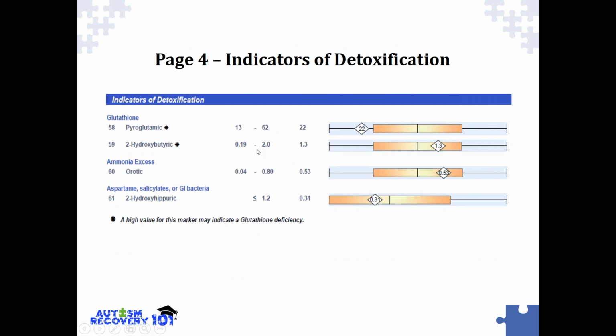The indicators of detox is on page 4, and many of the tests that I see, this is completely normal. What you'll often find, though, when glutathione is deficient, glutathione is a very important antioxidant in the body, and it's necessary to protect our cells against toxins, and many kids on the spectrum tend to have a problem in making enough glutathione. But when that's the case, the most common one that's elevated is pyroglutamic. Okay, it'll be elevated. Again, that doesn't happen that often. And I'll talk about the 2-hydroxyhyperic towards the end of the discussion.